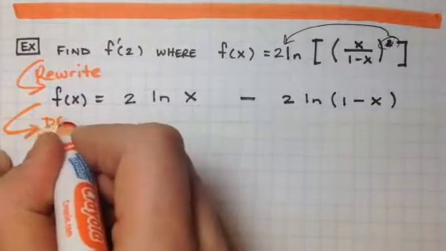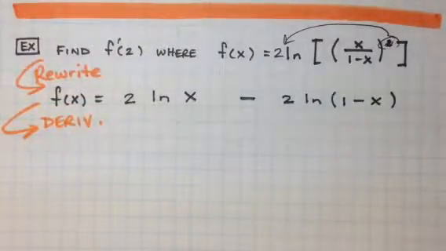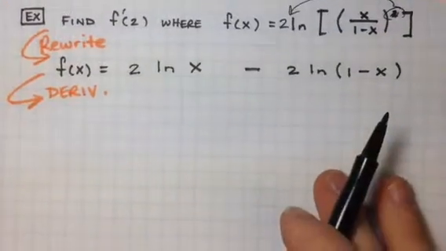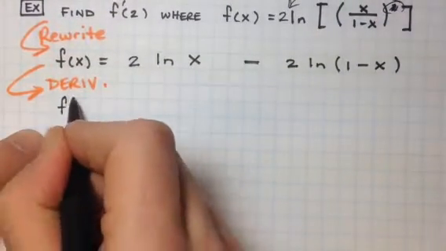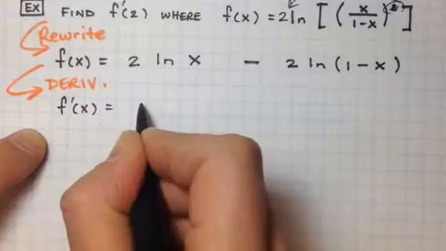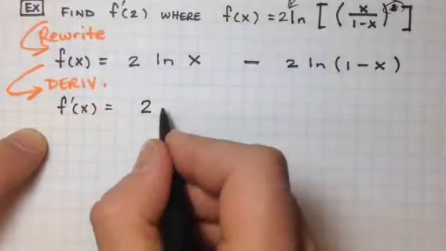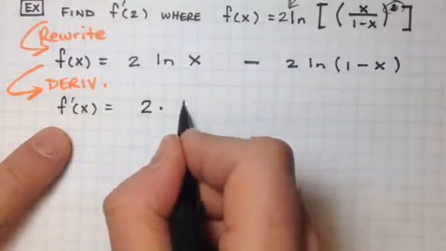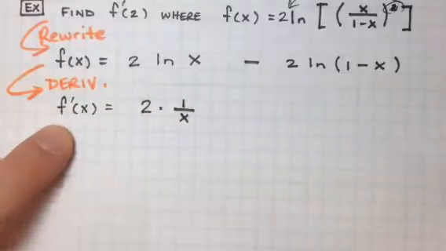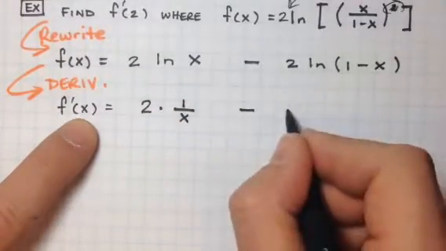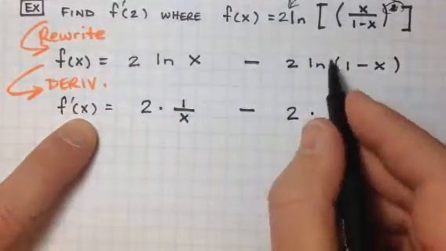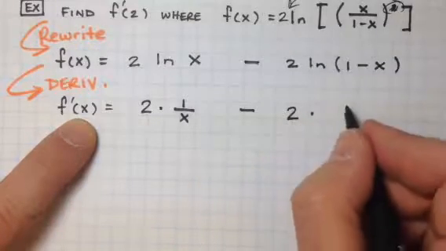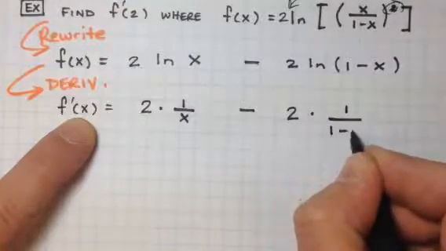Now we can take the derivative. And our derivative in this case will be f prime of x is equal to, the 2 is along for the ride, times 1 over x, the derivative of natural log of x, minus 2 times the derivative of natural log of 1 minus x, which would be 1 over 1 minus x.